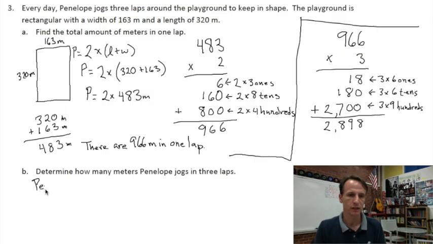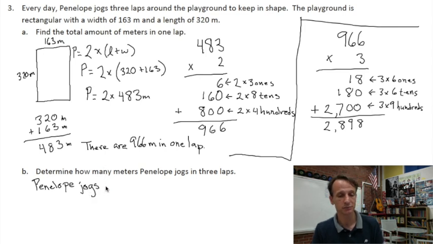I just need my statement, which I'll do back over here. Penelope, and I'll tell you, runners do not like being told that they are jogging, but maybe Penelope is jogging. So don't say, oh, you jog? No, I run. Penelope jogs 2,898 meters in 3 laps.